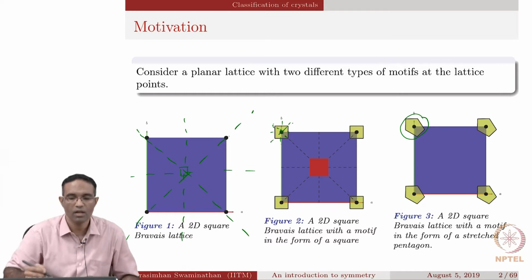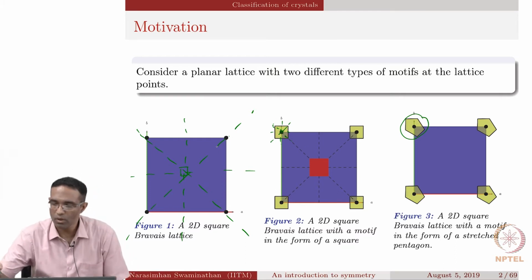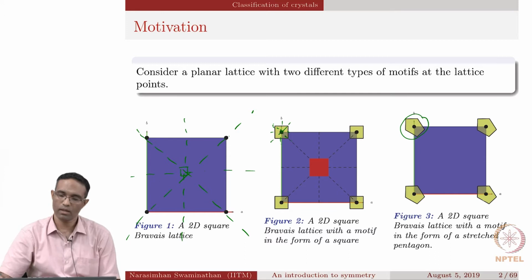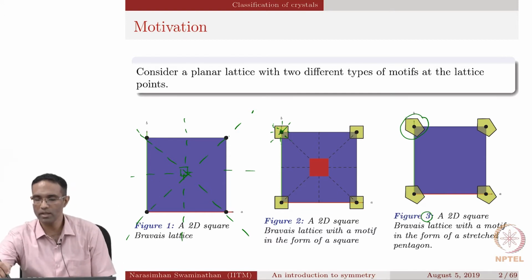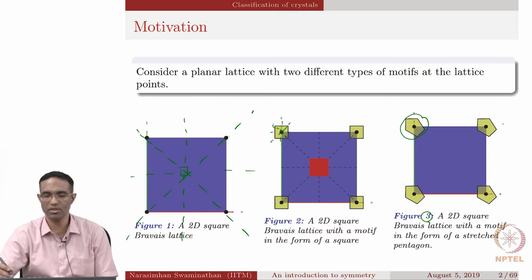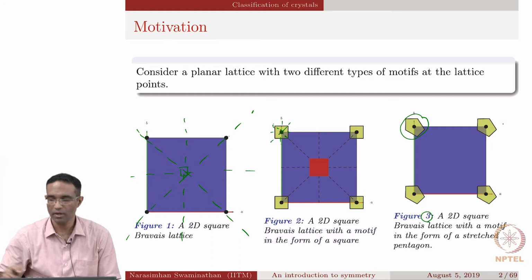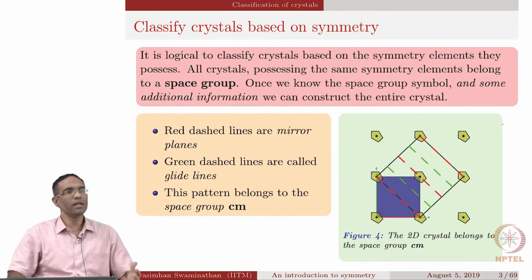When there was a motive with fourfold symmetry, or when there were just lattice points, right? So if you look at the third one, figure 3, it's a 2D square Bravais lattice. However, in each of the lattice points I have placed a tilted stretched pentagon. Now if you want to look at the symmetry of this plane lattice, we will have to look at it a little bit deeper.